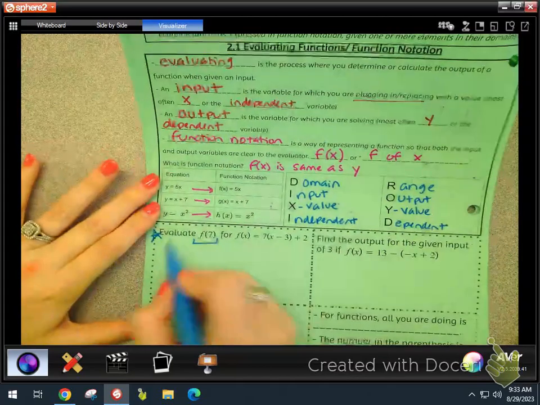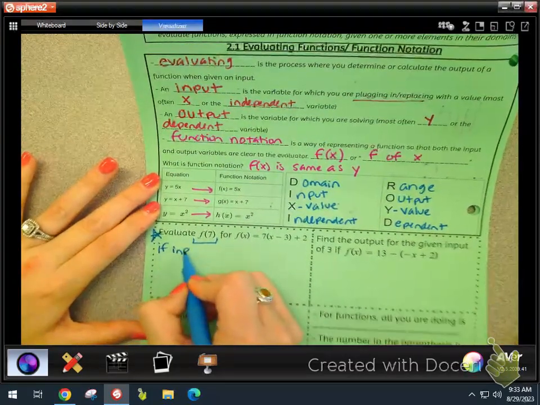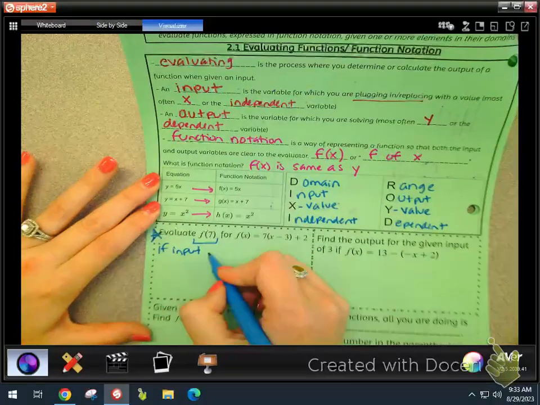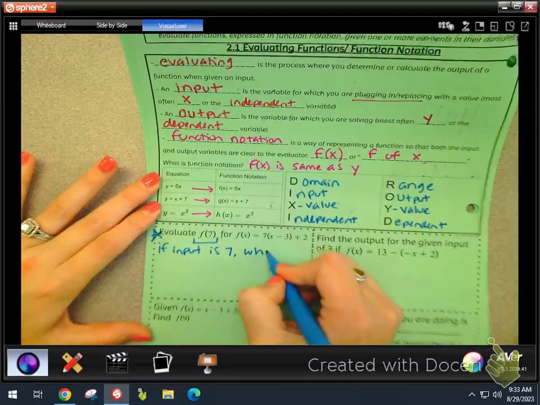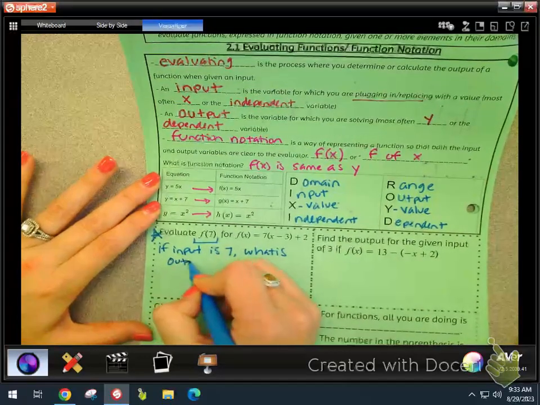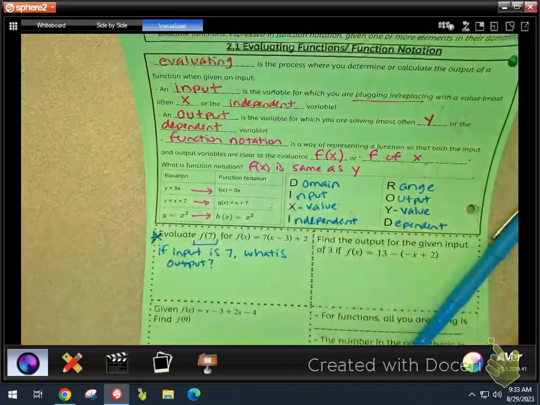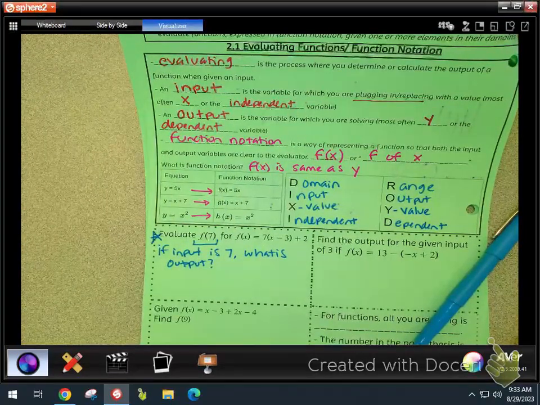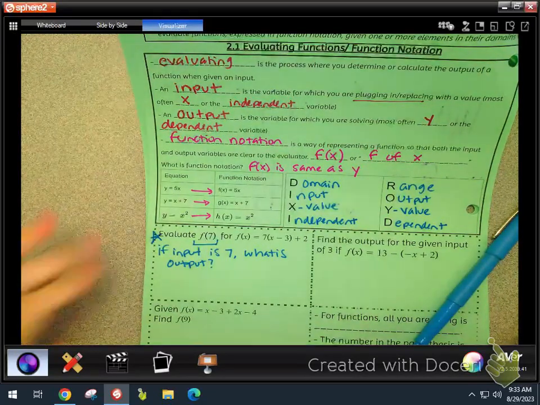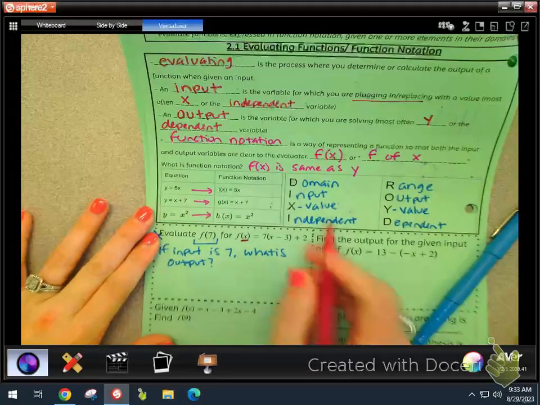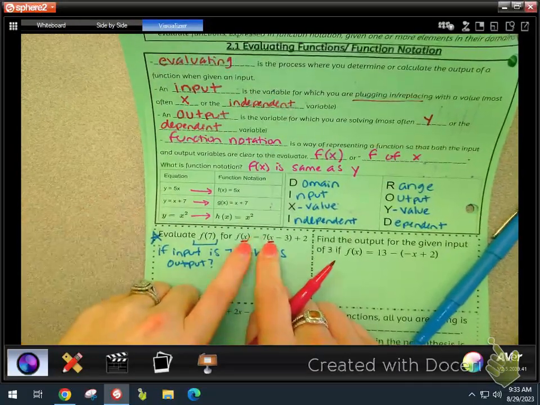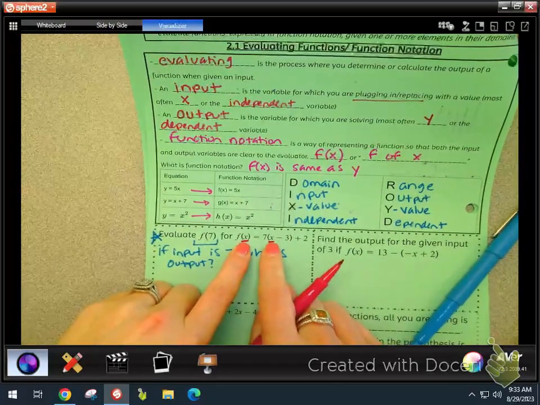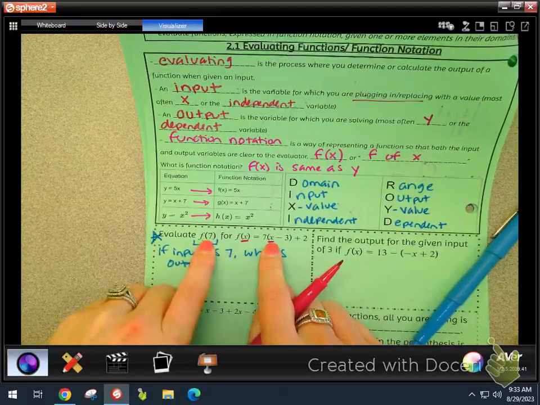So if we have an input of 7, what is our output? That's what we're finding. So let me write what we're doing just for this first one. If the input is 7, what is the output? Just so you understand what we're actually doing. We're given an input, plug it in, get an output. Okay? So that's what we're looking for. So evaluate f of 7 for f of x equals 7 times x minus 3 plus 2. Okay? F of x, I'm going to underline the x and I'm going to underline an x right here. Whatever is in your input has to match what's in the equation. So what do y'all think we're going to do with this 7 right here?